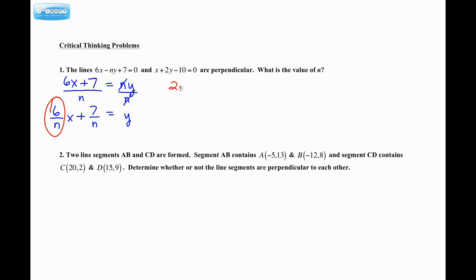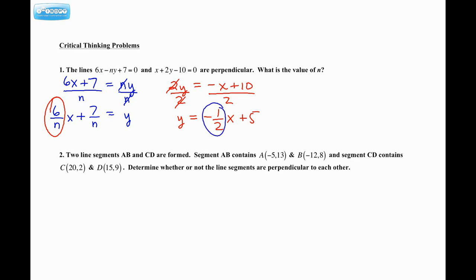So this gives me 2y equals negative x plus 10. And then I'll divide everything by 2. So this cancels out, and I get y equals negative 1/2 x plus 5. Now, I don't care that the y-intercept is 5. All I need is the slope.